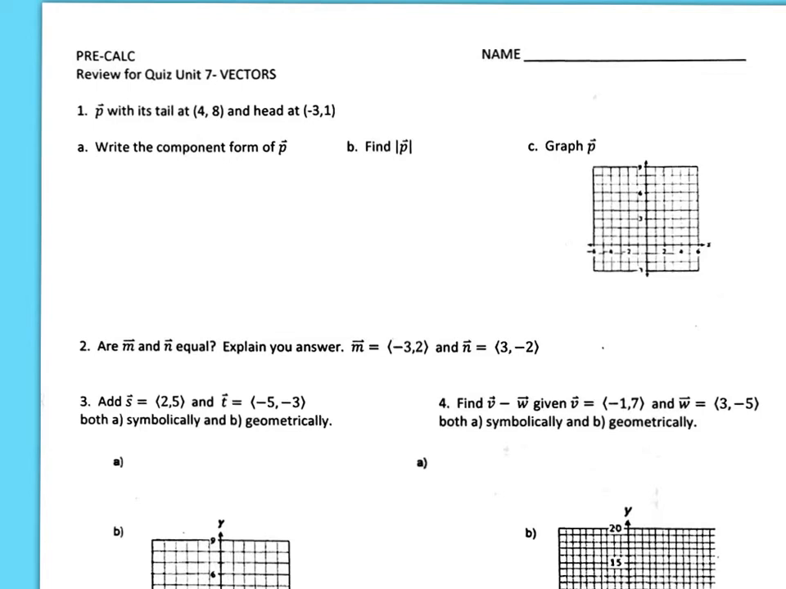So we have vector P, tail, head. What's the component form? So component form, remember, is head minus tail. So we have to do -3 minus 4. And then for the y values, 1 minus 8. So the component form here is -7, -7.